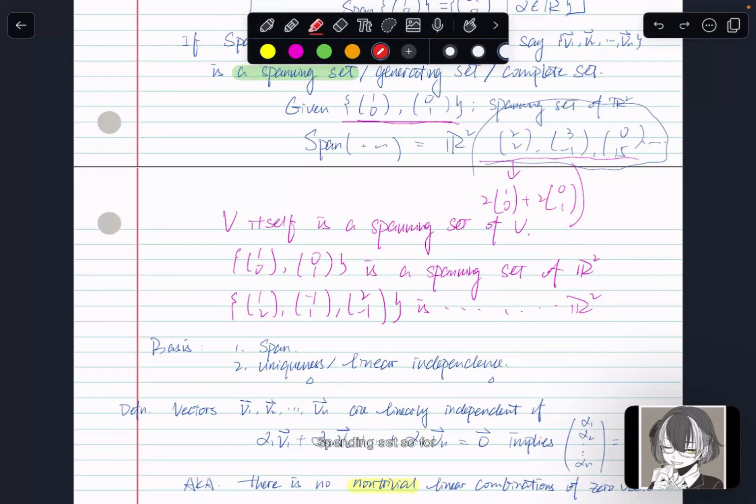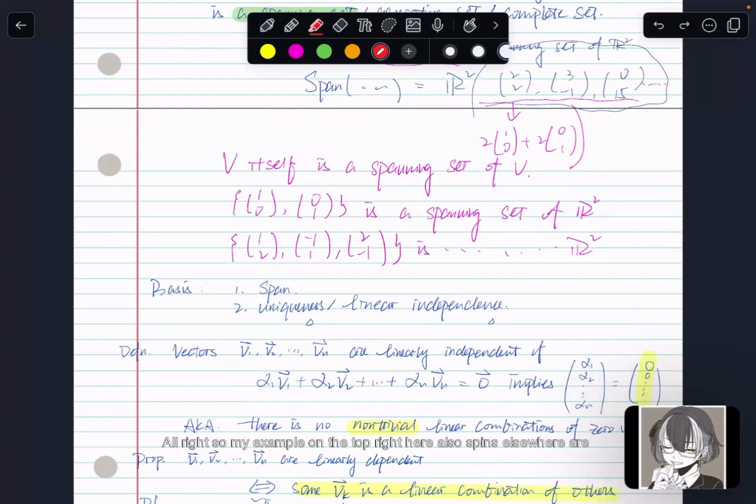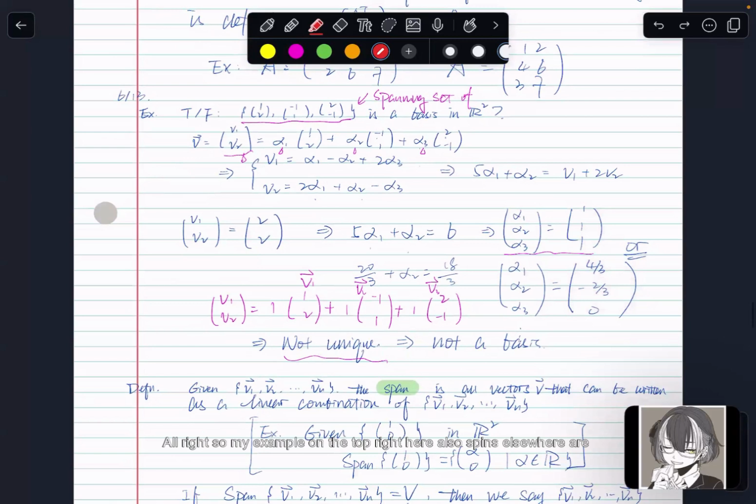However, it's not the only spanning set. So for example, if I just consider R squared, R squared itself spans R squared because we can just do 1 multiplied by the vector that we want and 0 on other vectors. All right, so my example on the top right here also spans R squared.